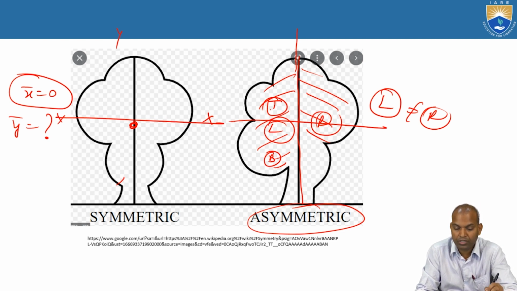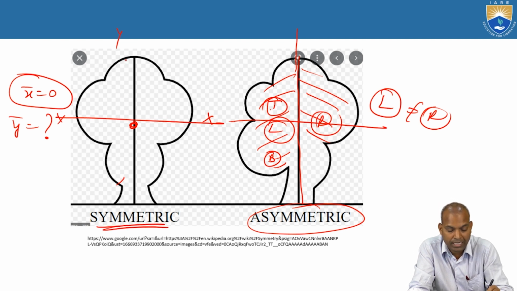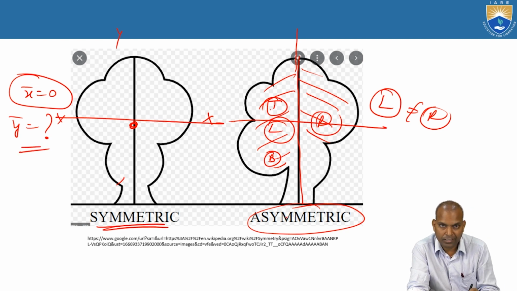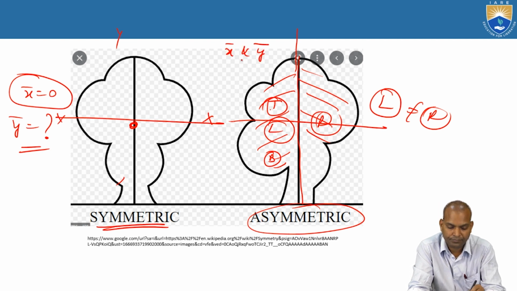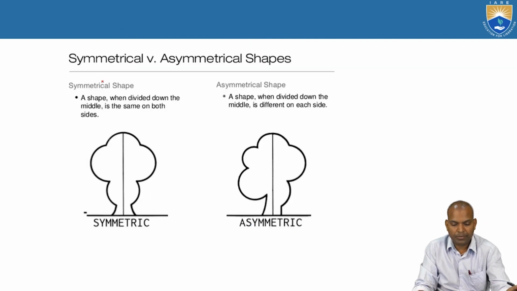This concept is so important. If you observe the symmetric figure carefully, it is symmetrical about the vertical axis y, which means bar x equals 0 and bar y is to be found. Whereas for the asymmetric figure, both bar x and bar y are to be calculated using the computational formula. For symmetry about axis y, there is no need to find bar x, since bar x equals 0 means it is symmetrical about the vertical axis. That is the concept of asymmetry.